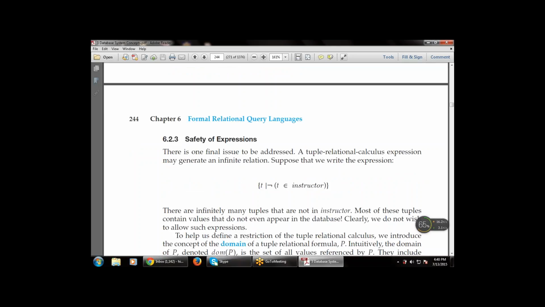There is one final issue to be addressed here. A tuple relational calculus expression may generate an infinite relation. That is, the query that is formed may require an infinite table. Suppose that we write the expression {t | ¬(t ∈ instructor)}. There are infinitely many tuples that are not in instructor. Most of these tuples contain values that do not even appear in the database. Clearly, we do not wish to allow such expressions.